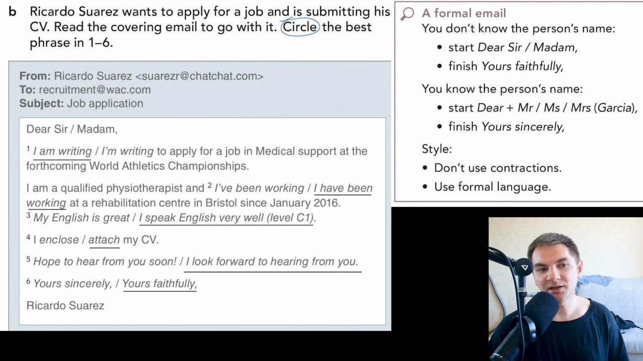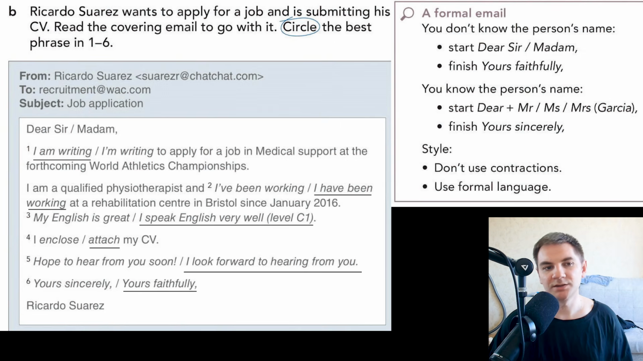Number 5, I look forward to hearing from you instead of hope to hear from you soon. This is a set formal closing phrase. I look forward to hearing from you is polite and professional. The alternative, hope to hear, is missing the subject I, uses a contraction style verb, hope, and includes an exclamation mark, all of which are too informal for a job application.